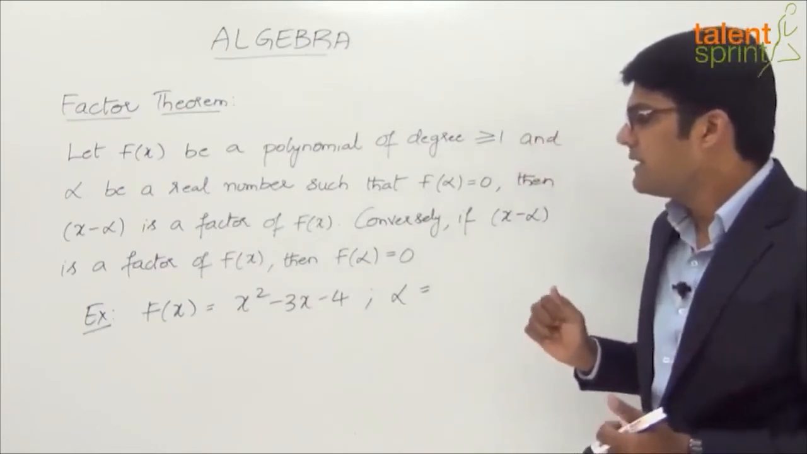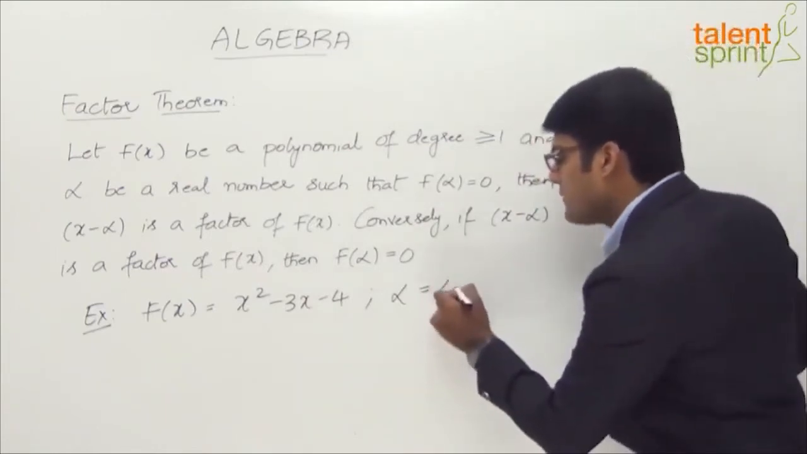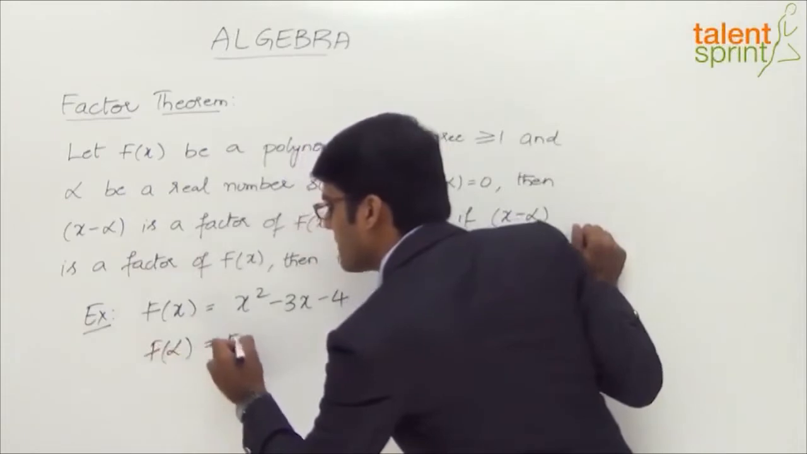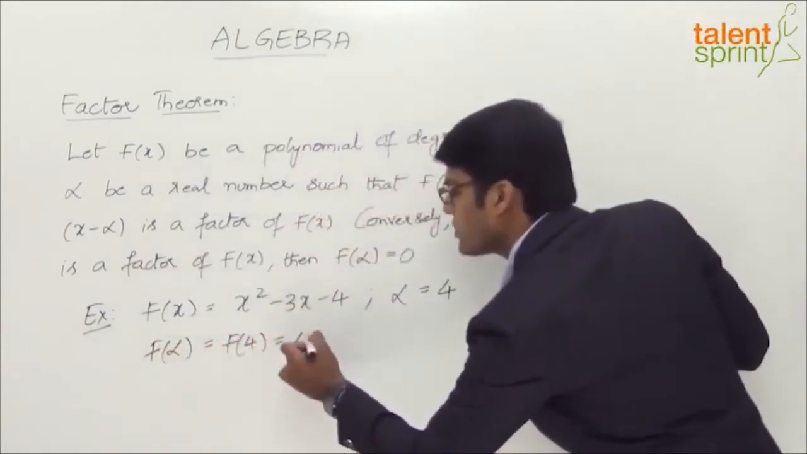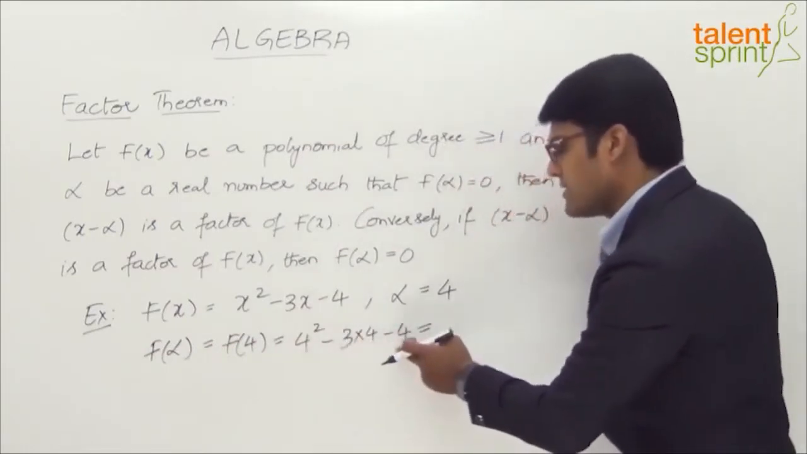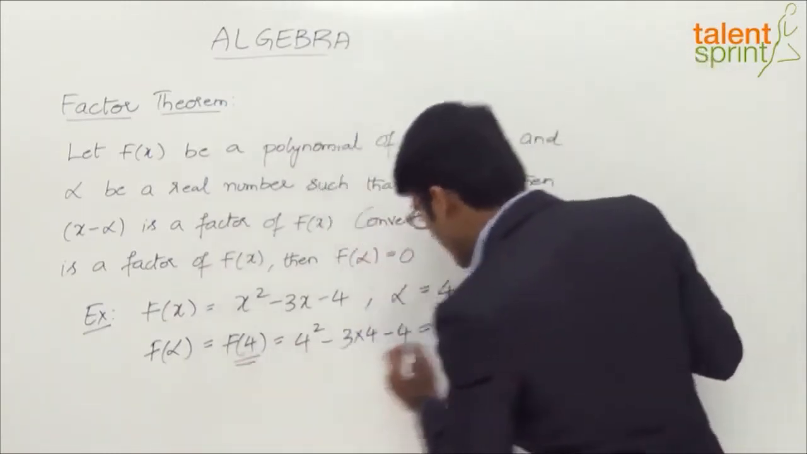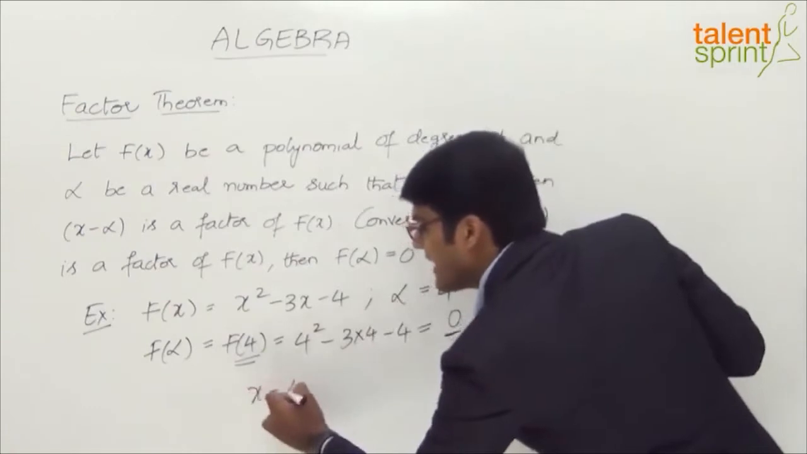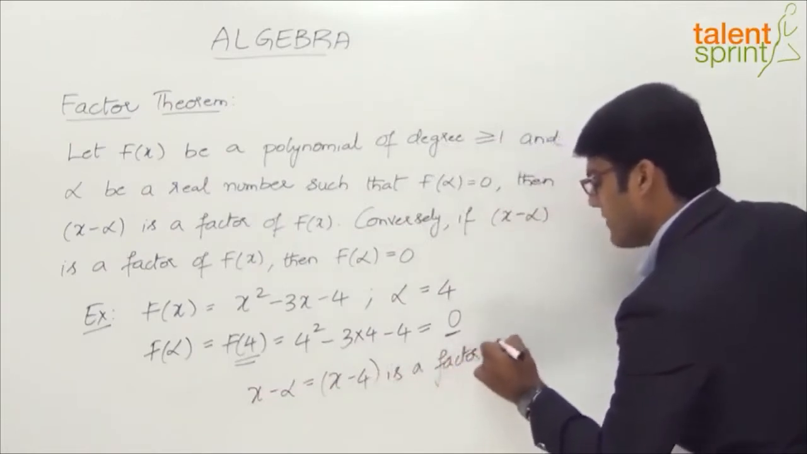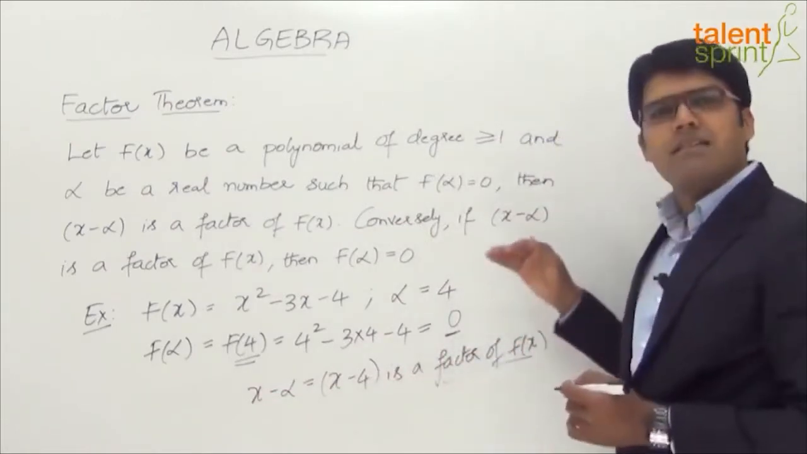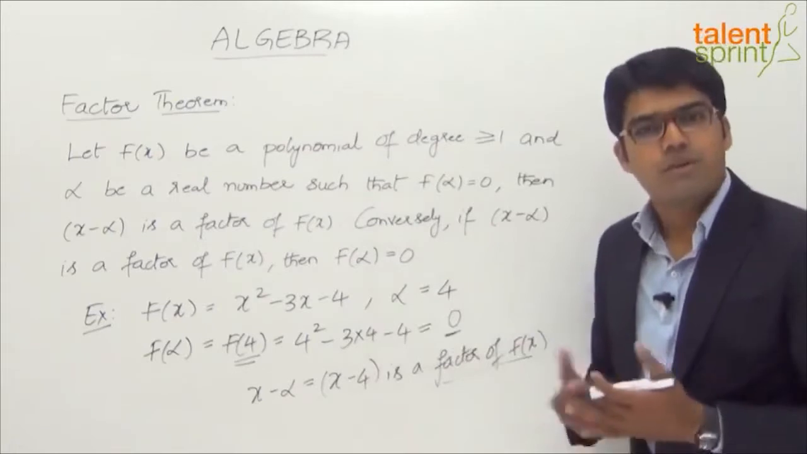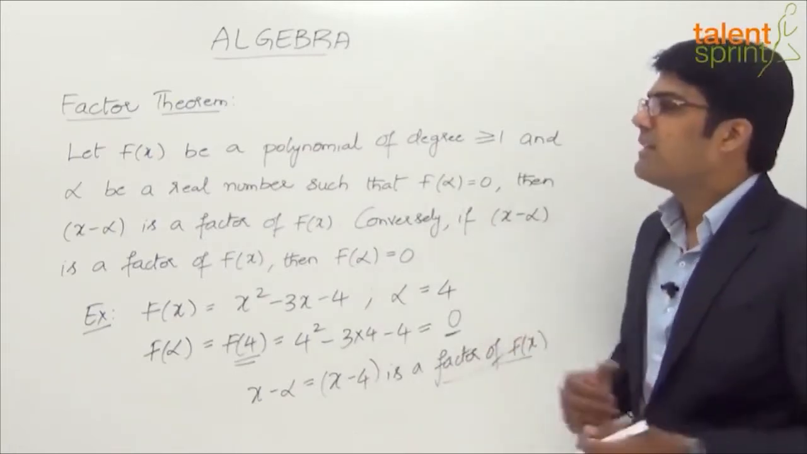So if I look at the roots there, I think it should be 4. Let's say alpha is equal to 4. Now let's find out what f of alpha is. f of alpha is equal to f of 4, which must be equal to 4 squared minus 3 into 4 minus 4. How much is this? 16 minus 12 minus 4 is equal to 0. Now that f of 4 is equal to 0, we can say x minus alpha, or x minus 4, is a factor of f of x. So this is the factor theorem. Or if it is given that x minus 4 is a factor of f of x, then f of 4 should be equal to 0. The remainder has to be 0. So this is the factor theorem.